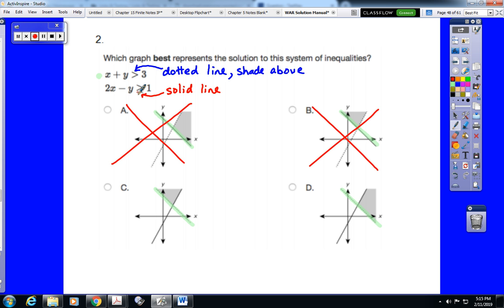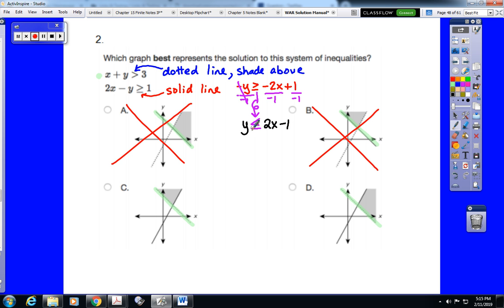Actually, let me think about that. Let's solve that for y. So let's move that 2x to the other side by subtracting 2x from each side. That would give us negative y is greater than or equal to negative 2x plus 1. And then we're going to divide everything by negative 1. Now, when we do that with an inequality, we have to reverse that symbol. So this becomes y is less than or equal to 2x minus 1.